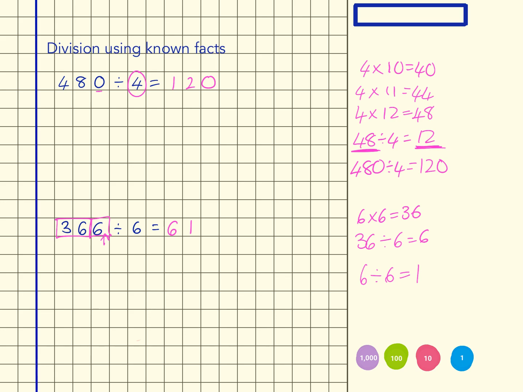So it's always worth looking, when you're looking at division questions or multiplication questions, is there a times table fact or a division fact that you know that will help you to answer any of those questions?